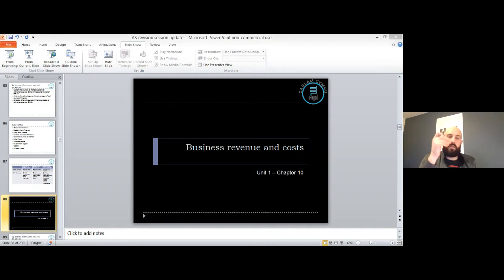Asset-led marketing is basically a mixture of the two. So looking at what the business is strong at, but also finding out what the market wants, but then making decisions based on what they're strong at.